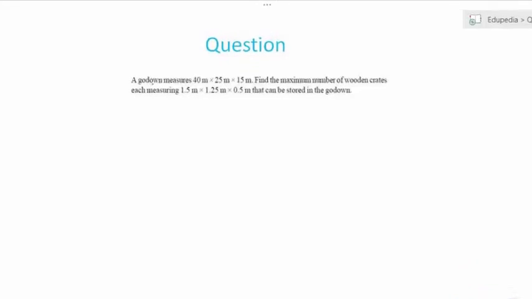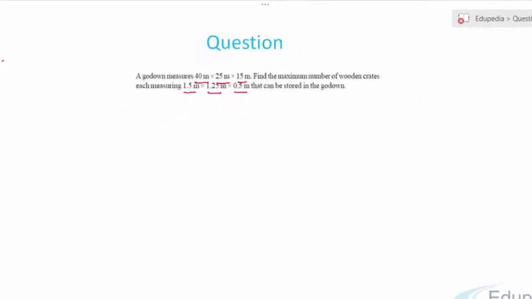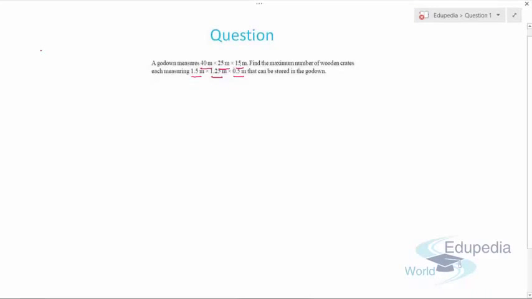The question says that a godown measures 40 meters by 25 meters by 15 meters, and we need to find the maximum number of wooden crates, each measuring 1.5 meters, 1.25 meters, and 0.5 meters, that can be stored in the godown. It's a very interesting question. Let's see how we can solve this.